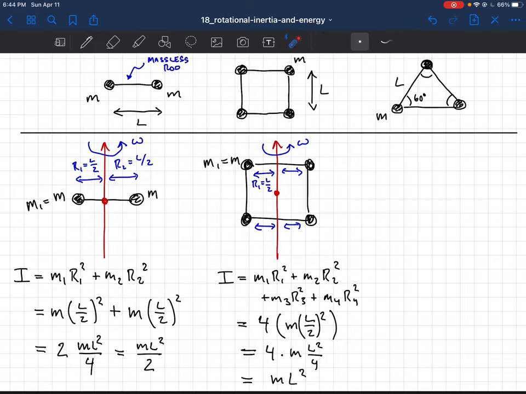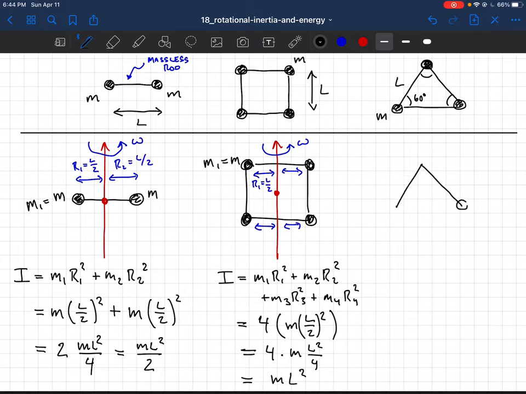So this one will have a larger moment of inertia, a larger rotational inertia than this one, twice as large. And in this case, it's simply because there's twice as much mass. Nothing changed about the distance of the masses from the axis. Okay, let's look at the last one.